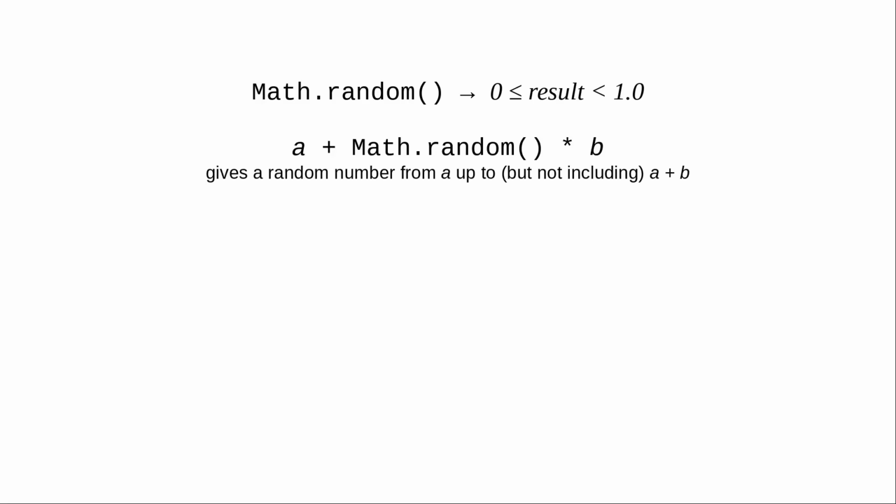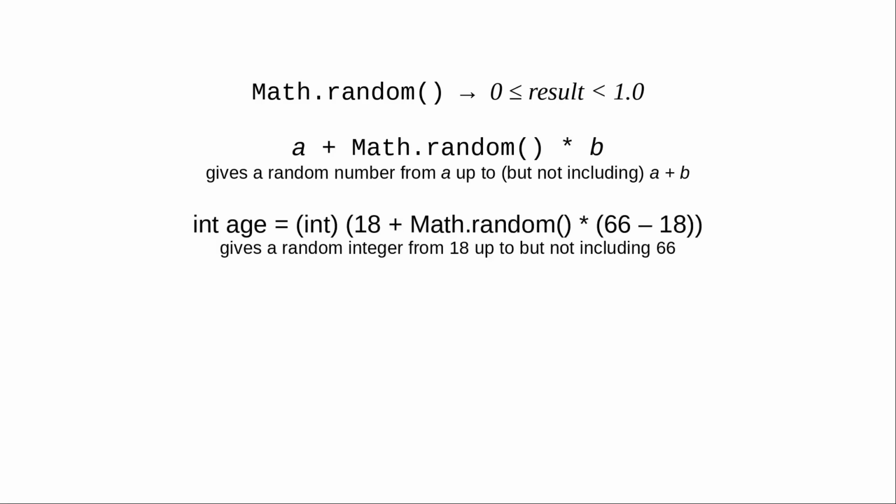Finally, there's the random method, which gives you a random double from 0 up to but not including 1. Here's the generic formula for creating a random number in a given range. And here's how you might use it in a program to generate a random age between 18 up to but not including 66, which would be 18 through 65.